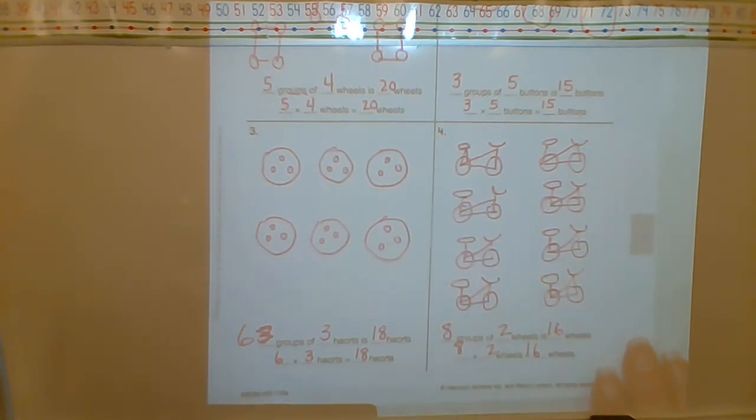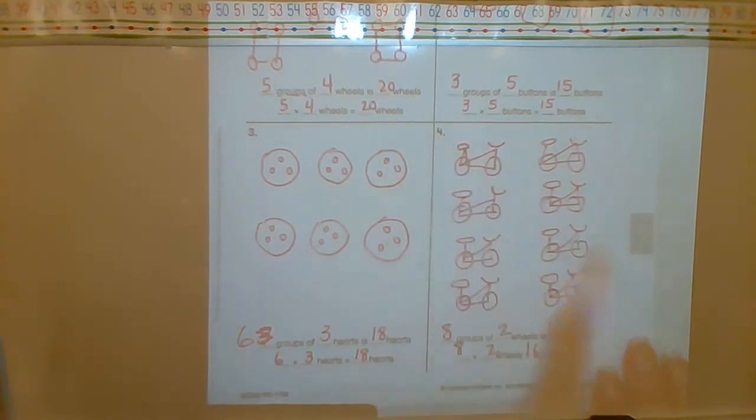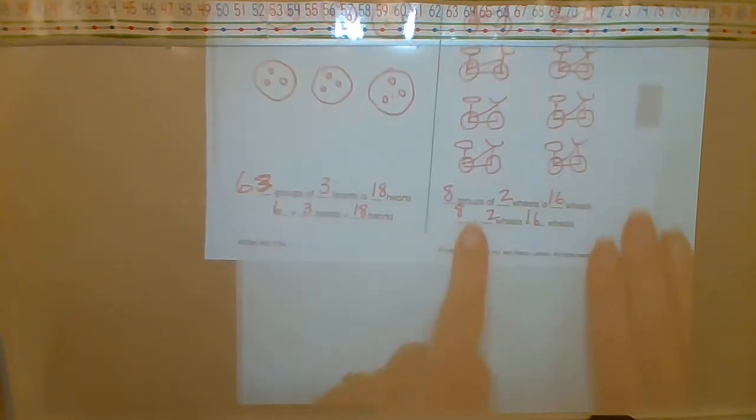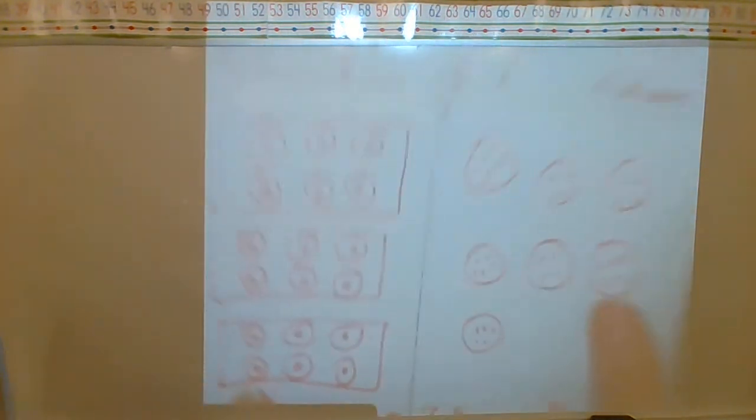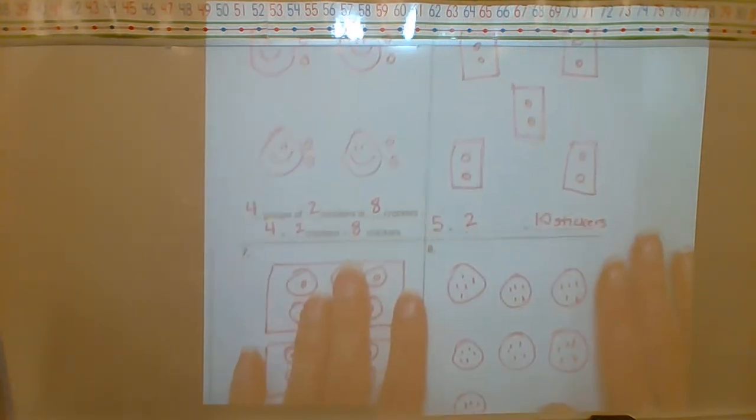Here we had 8 bikes. And I'm voting for this one as my best bike ever. Although this guy's not bad. Okay, we had 8 bikes, and each bike had 2 wheels. So those are equal, so we can do 8 times 2. We can do our multiplication. And we did the same on the back, okay?